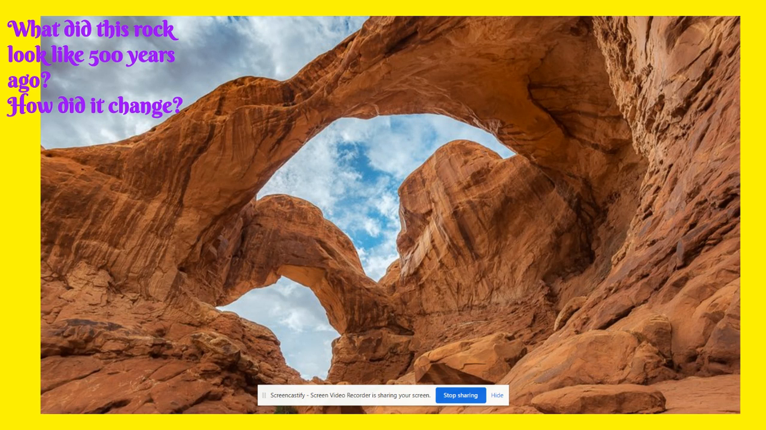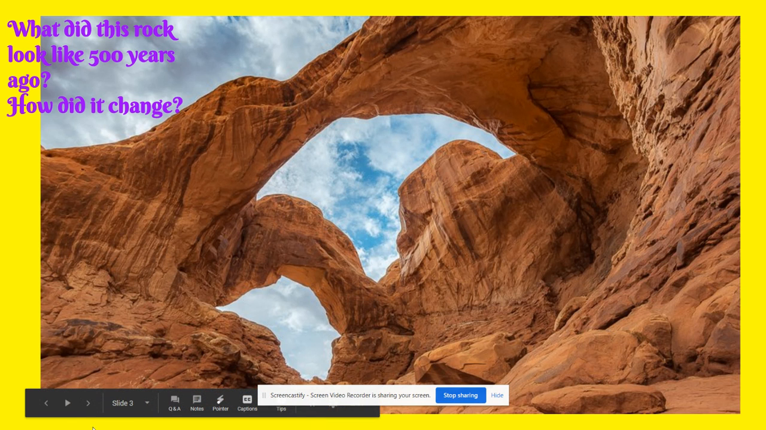So just a question for you to think about as you look at this picture. What did this rock originally look like? If we could zoom back in time 500 years ago, would it look like this? And how or why did it change? Just something to think about.